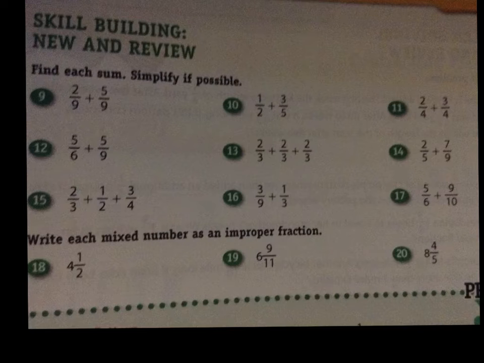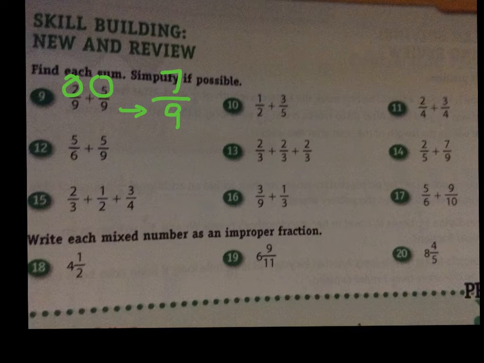Okay, page 11? Should be fairly easy because the denominators are the same for the most part. Let's look at number 9. When the denominators are the same, you just rewrite your denominator and add your numerators. So it's 5 plus 2, which gives me 7.